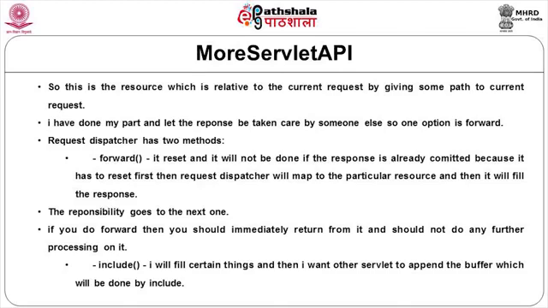The request dispatcher maps to a particular resource, then it will use that resource to fill the response. The responsibility goes to the next one. Whatever matches the request dispatcher is going to be responsible for filling the response. So that is forward. Anytime you use a forward within your service method, what you should do is immediately return from it, do not do any further processing. That is what is to be done if you are using a forward method.